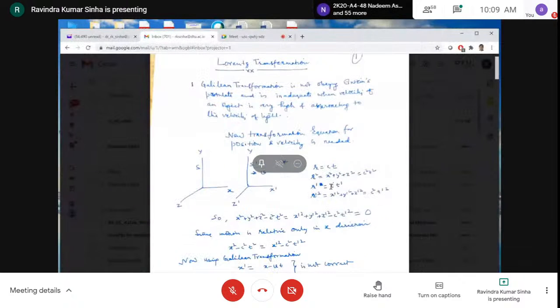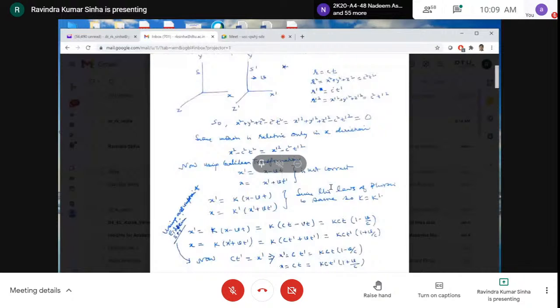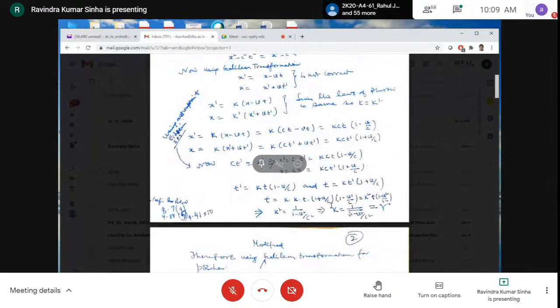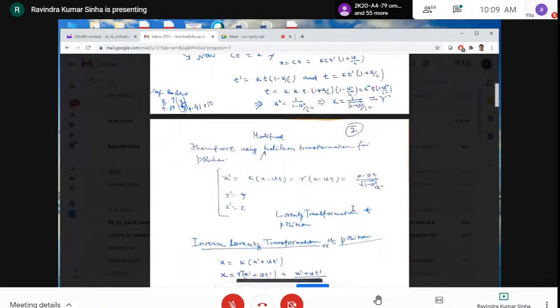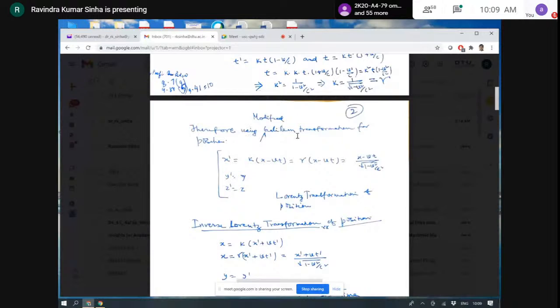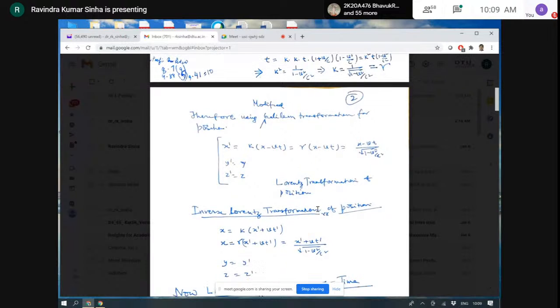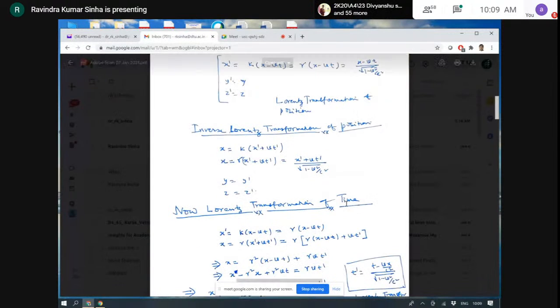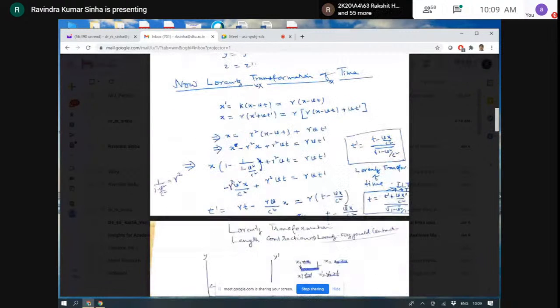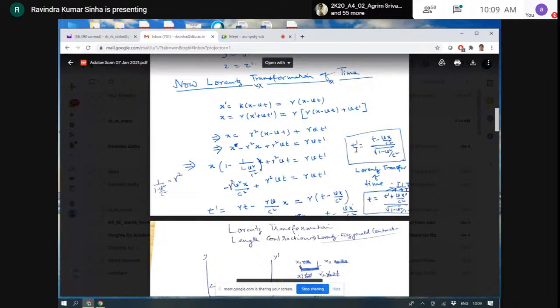This we have done yesterday using the Lorentz transformation. The notes will be given to you today. So we have done the modified Galilean transformation, that is Lorentz transformation of position, as well as inverse Lorentz transformation of position. Okay. Now Lorentz transformation of time. So this also we have done yesterday. Okay. So all these, like time will be this.